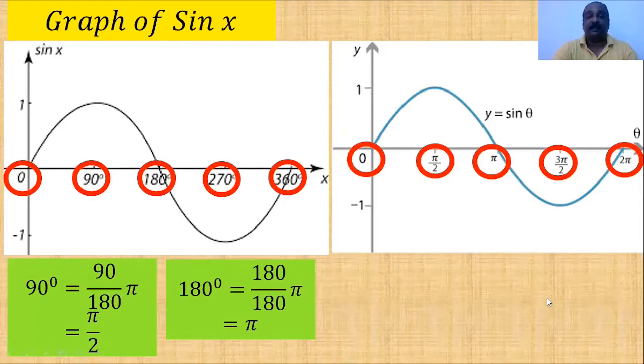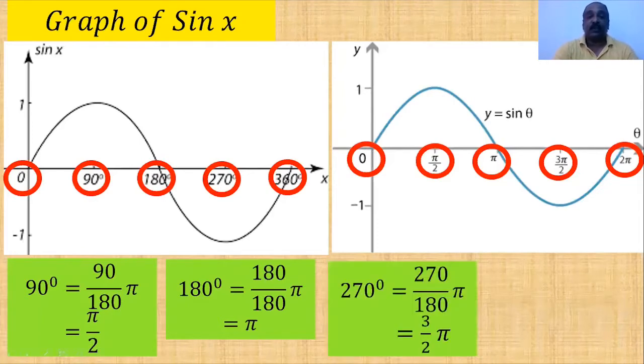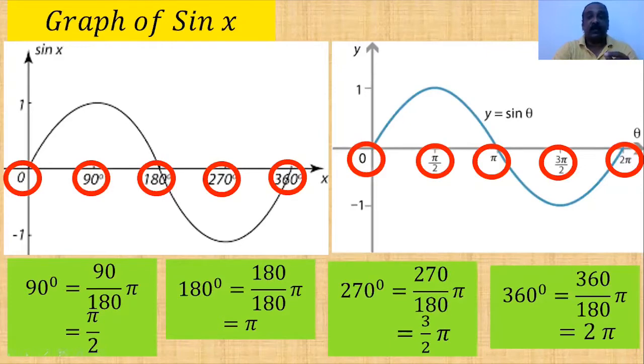Same goes for 270, which is 270 divided by 180 times pi. When we simplify, we get 3 pi over 2. And finally, 360 degree equals 360 divided by 180 times pi, so when you simplify, you get 2 pi. So this is how to convert angles in degrees to pi.